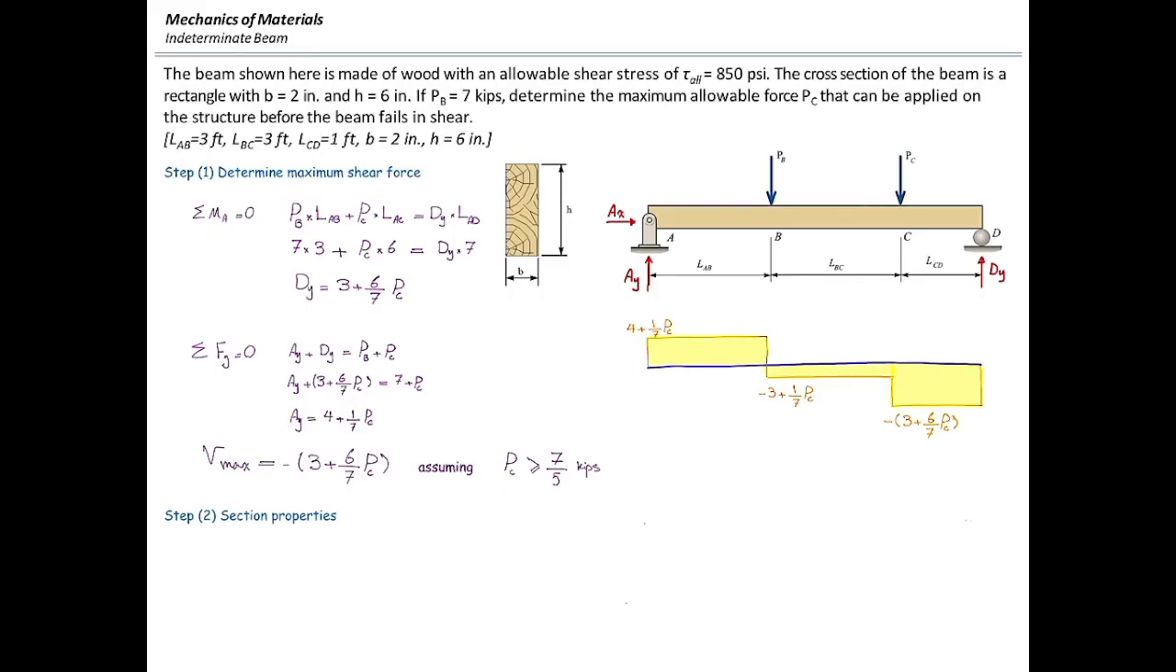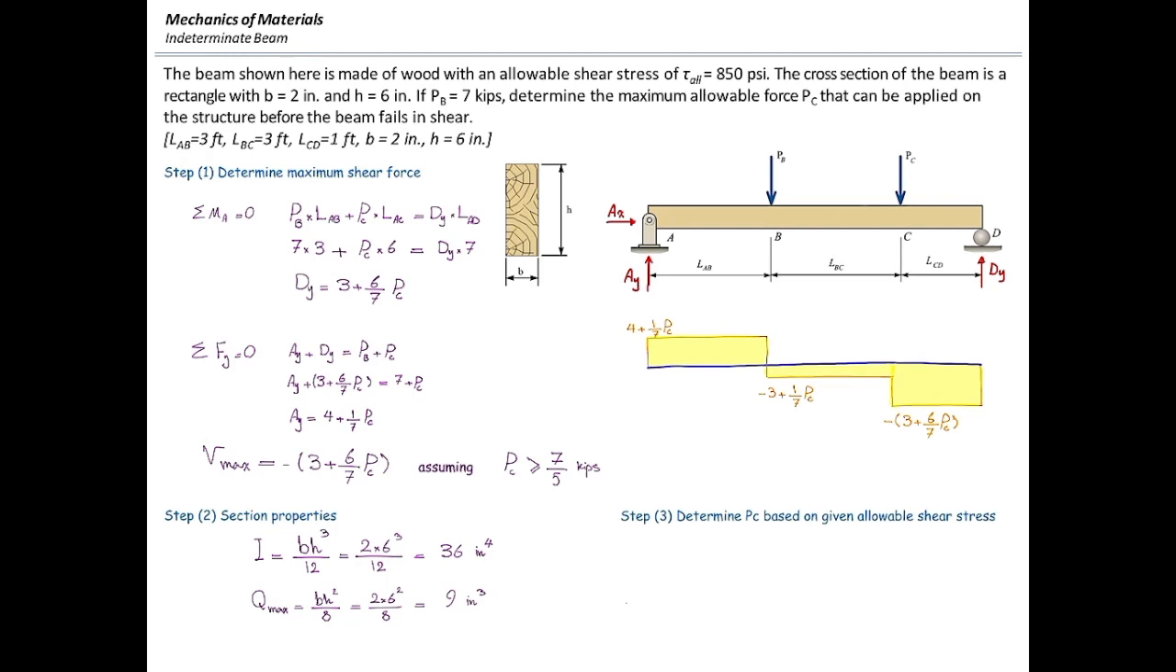Now let's determine the section properties. We need to ensure that maximum stress is not exceeding 850 psi. Maximum stress happens at the middle of the section. So Q should be calculated for the centroid of the section, or Q max. I is just for the entire section. That would be bh cubed over 12. With the given b and h, that would be equal to 36 inch to the 4th. Q max is bh squared divided by 8 for a rectangle. With the given b and h, that would be equal to 9 inch cubed.